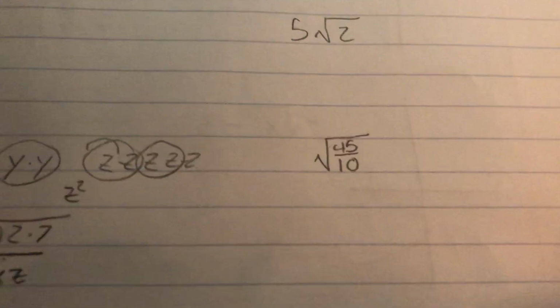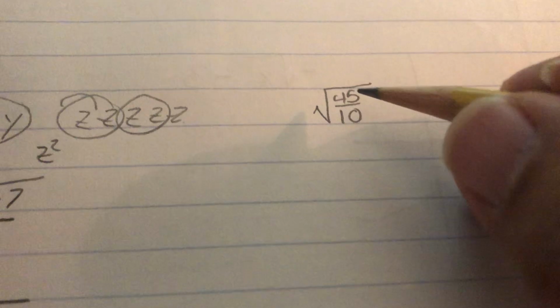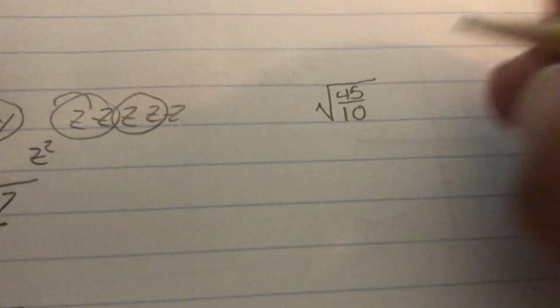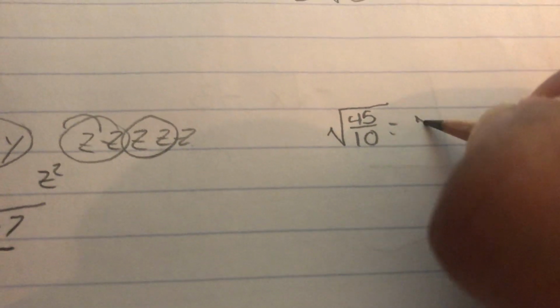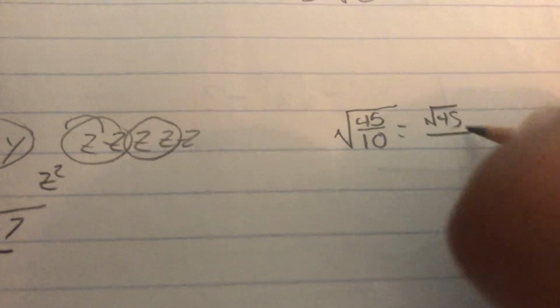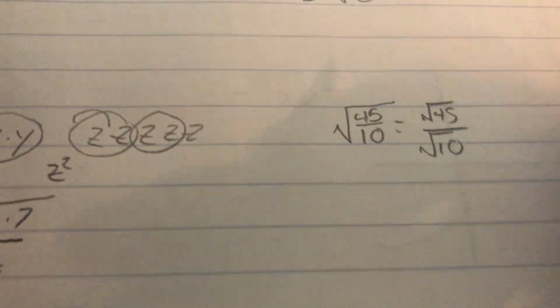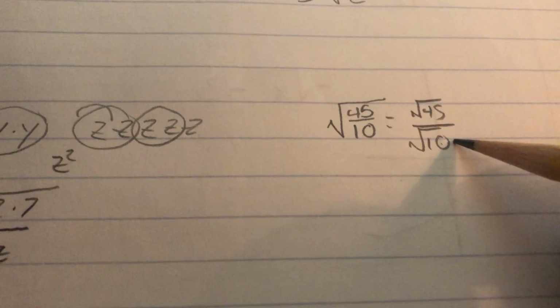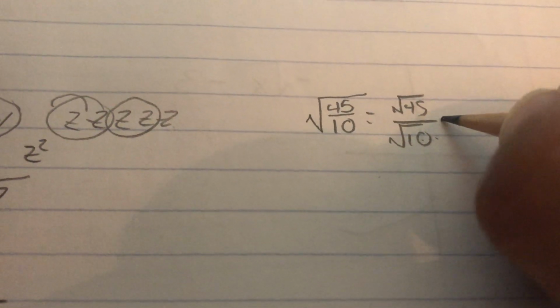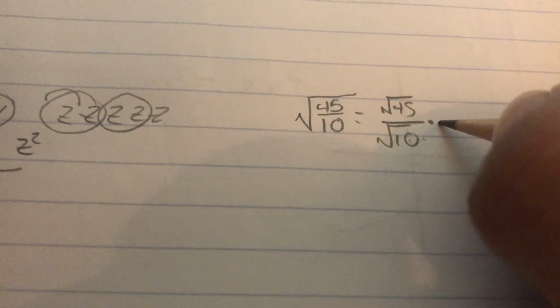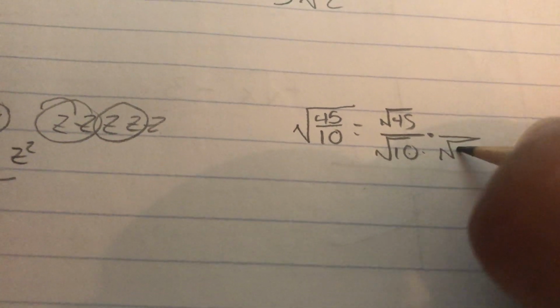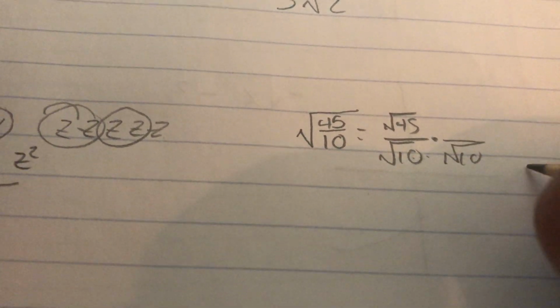Now let's do this one. Square root of 45 over 10. Now another way of writing this is the square root of 45 divided by the square root of 10. Now you're not allowed to have the square root on the bottom. So what we're going to do is multiply this by 1. So square root of 10 times square root of 10 makes 10.